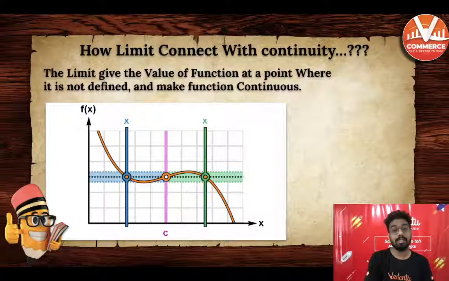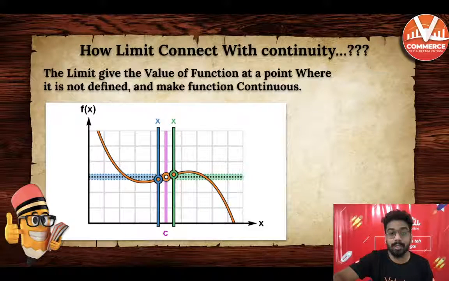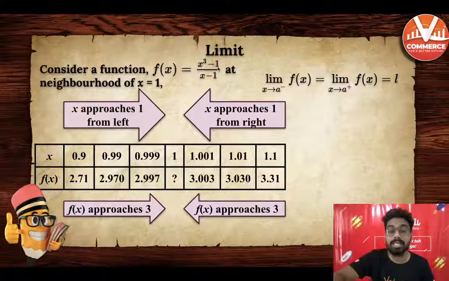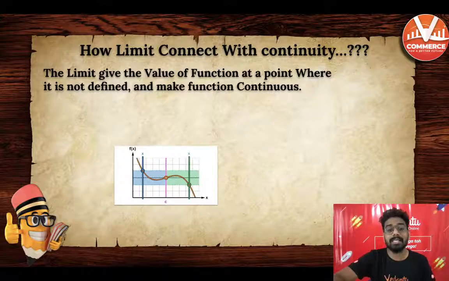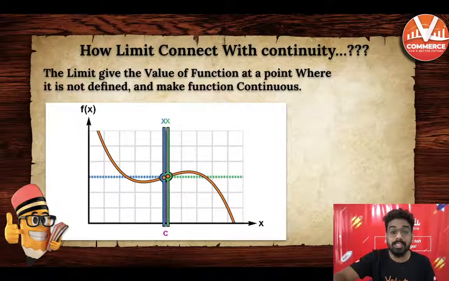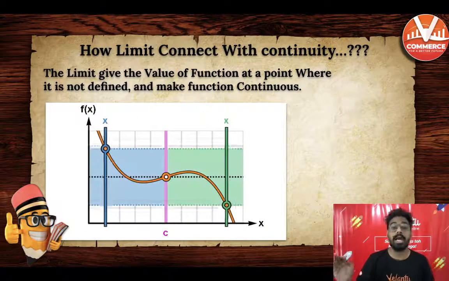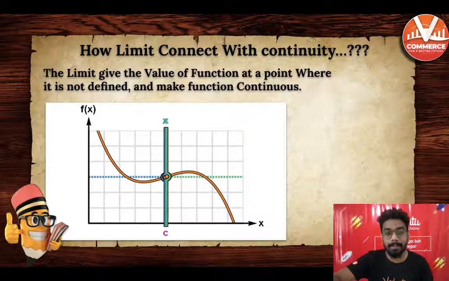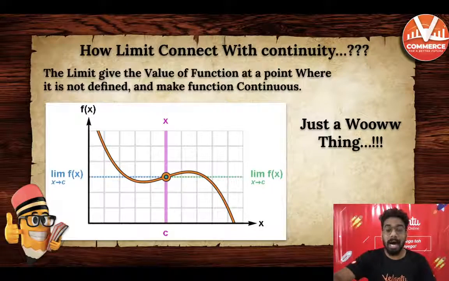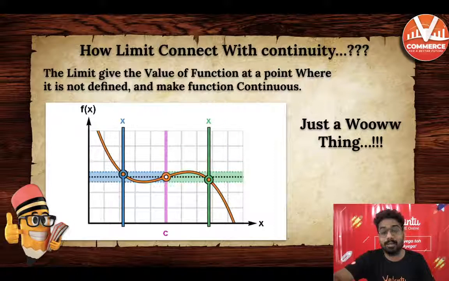As in the last example, you can see x cube minus 1 upon x minus 1. This does not exist at x equals 1. But the limit exists, and we can say the function is discontinuous at one point. We will talk about this later. What is continuity? What is discontinuity? As of now, limit means approaching the same value, like this one. Now, isn't it amazing that by using this we are going to enter into the 12th part.